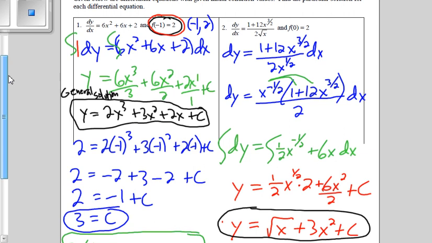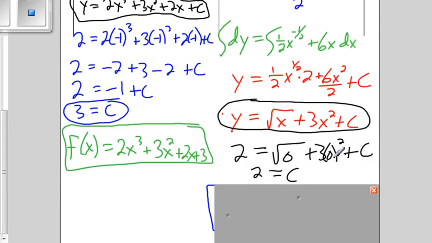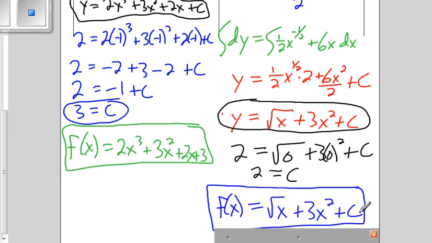Look at the original problem. The point was 0, 2. So I replace x and y. I put in 0 for x, which makes it nice and easy. 0 plus 0 plus c equals 2. C equals 2. Place that in. There's our particular solution.